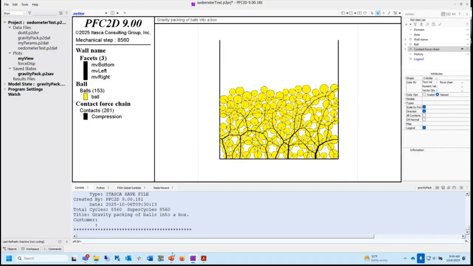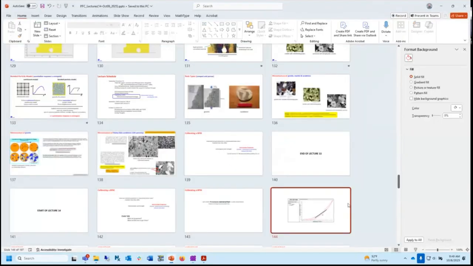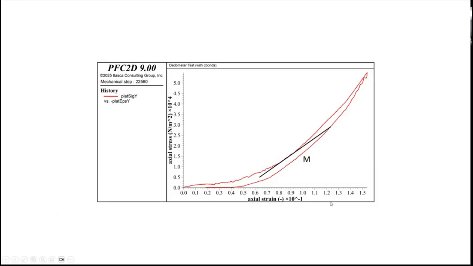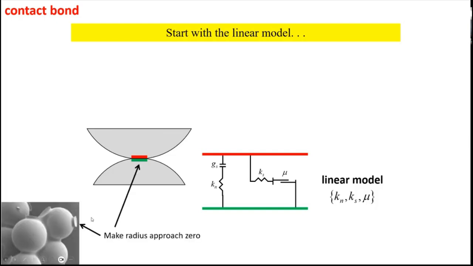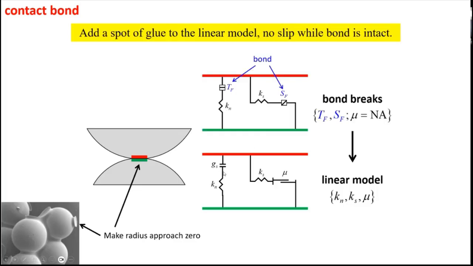We're going to add bonds. Yep. Okay. And let's take a quick refresher of what we mean by a contact bond. Simplest possible idea. Start with the linear model, normal stiffness, shear stiffness, friction. Think of a piece of cement that's infinitely small, no radius, just a tiny, tiny thing. And so then what's that going to do? When you pull it in tension, there's not going to be a gap. There's going to be a fuse. It's going to resist tension until it breaks. And same way, there's no friction idea anymore. It's a fuse. It's glued. So it's going to reach a certain critical value of shear force at which it'll break.